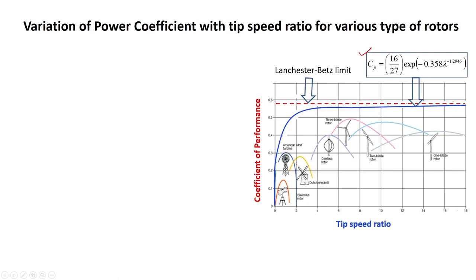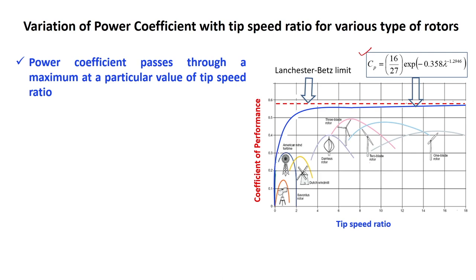So, the conclusion we can make from this graph is that the power coefficient passes through a maximum in all the cases, at a particular value of tip speed ratio. Here you consider the tip speed ratio is about 5. For the Savonius rotor, it is less than 1, and for propeller turbines, for two-bladed turbines, you will have more than 10, and for a one-bladed turbine, it will be more than 14.